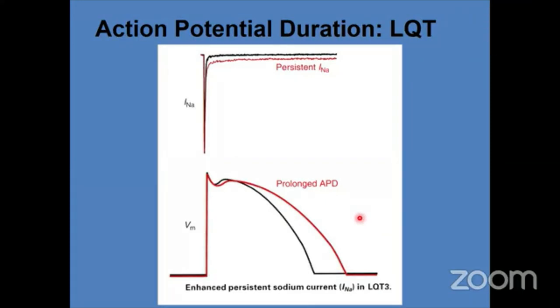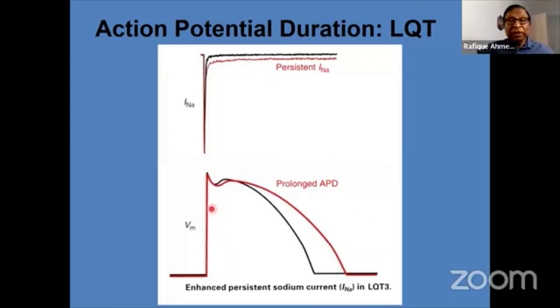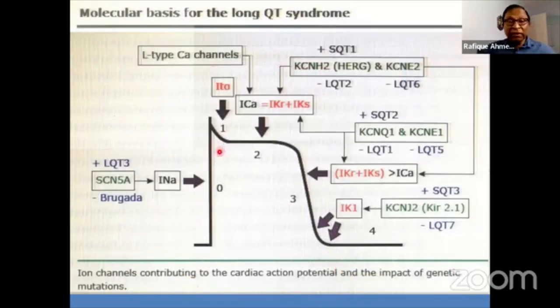So this is just a simple example. In long QT3, there is a problem with the sodium channel. It prolongs the action potential, and that prolongation can lead to cardiac arrhythmia. So in long QT syndrome, long QT3, there is more activity of the sodium channel. In Brugada, that is reversed. And other kinds of long QT, long QT2, long QT6, these are all potassium current problems. So try to understand them and that will help how we can treat these patients.